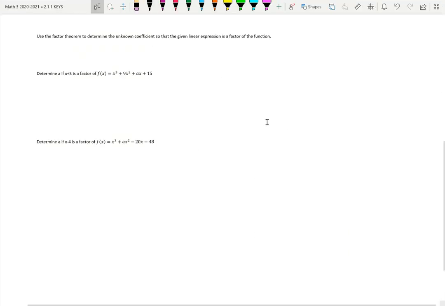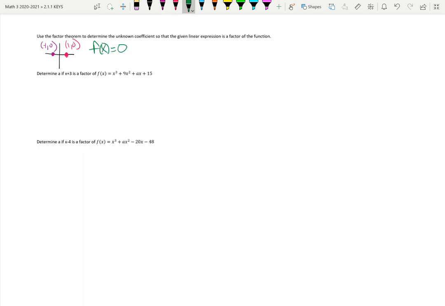So in these applications, we're going to use the factor theorem to determine the unknown coefficient so that the given linear expression is a factor. So this is an extension. Remember last time we were talking about how x-intercepts can either be negative or positive. But in both of these cases, whether it's a negative 1, 0, or a positive 1, 0, in all of them, the output, the y value, is equal to 0.